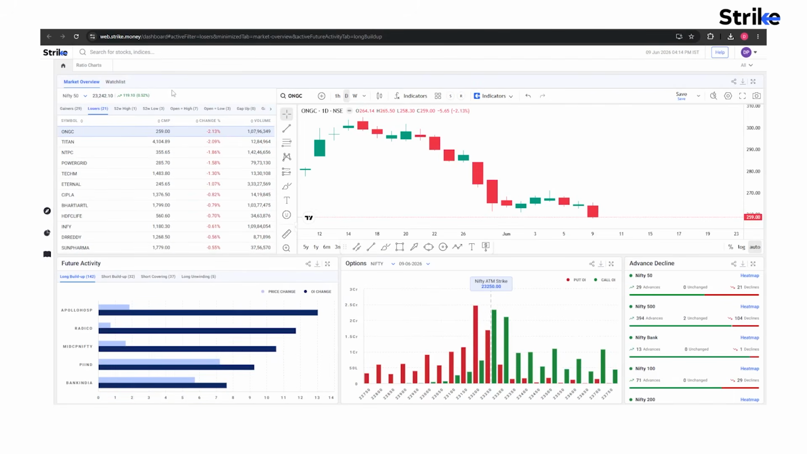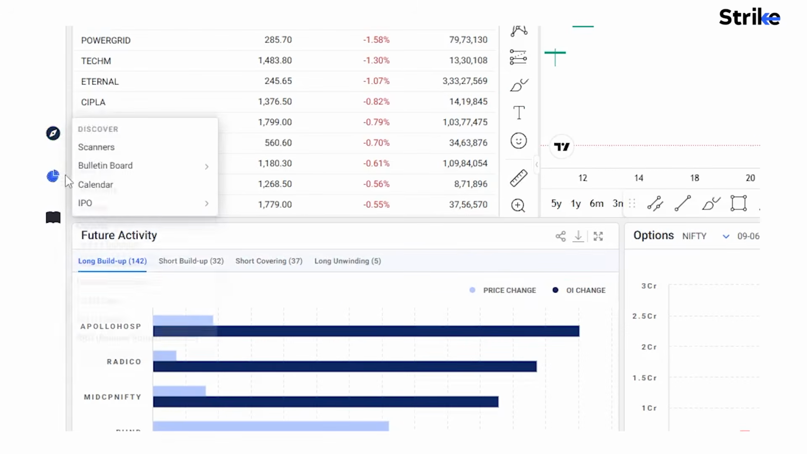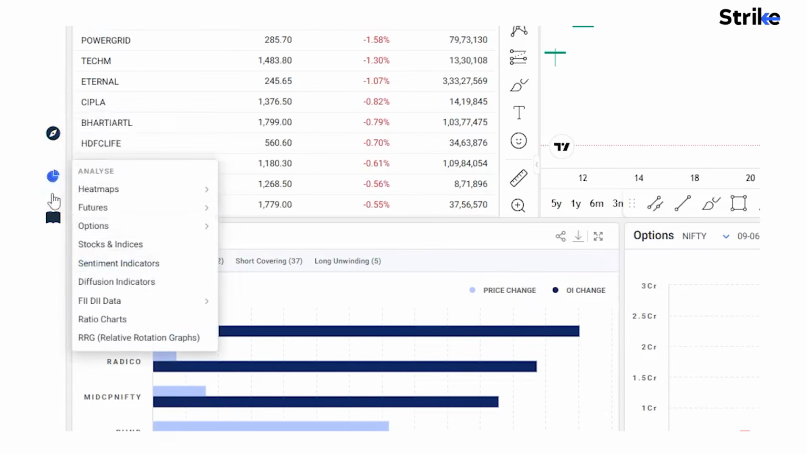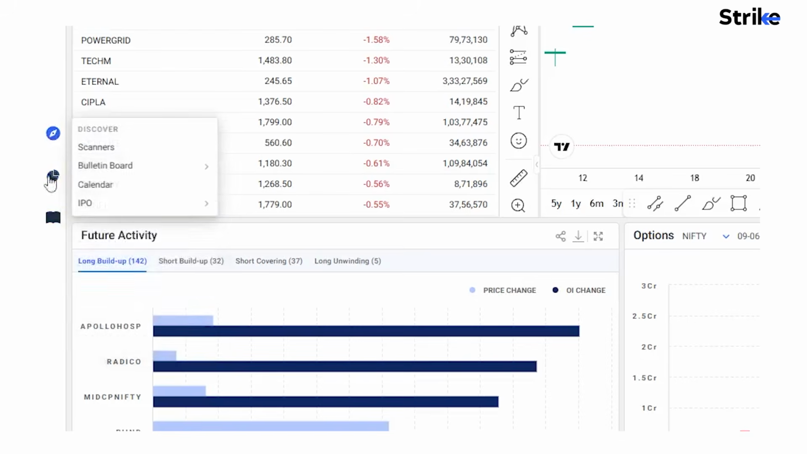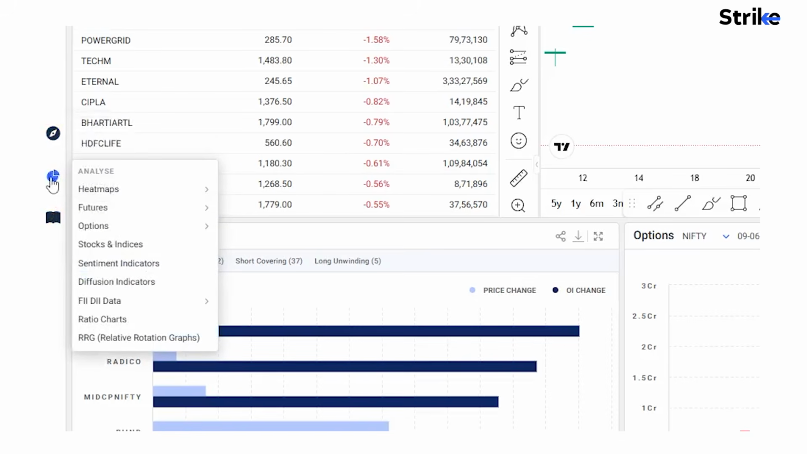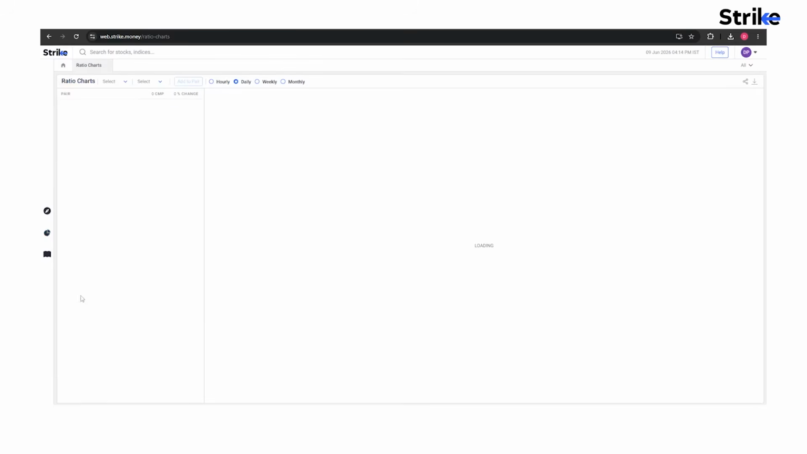Now, for the ratio chart, you just have to go to the left-hand side of this toggle bar, and you will find a couple of drop-downs. Basically, there are three drop-downs. You go to the second one, and within it there is the ratio chart. The ratio chart is a very interesting concept. Basically, it tells you about the index compared with a relative benchmark.